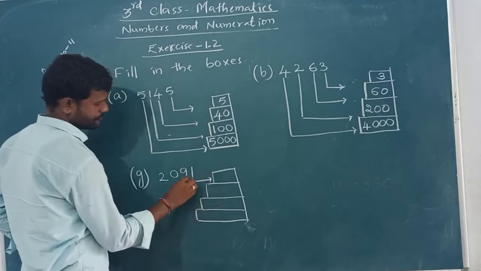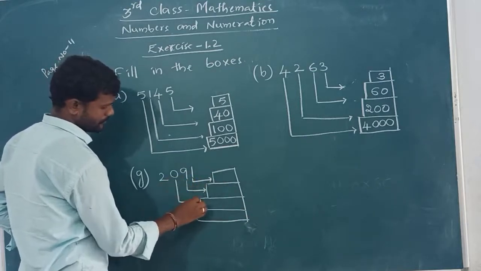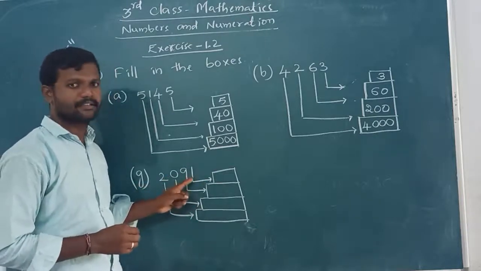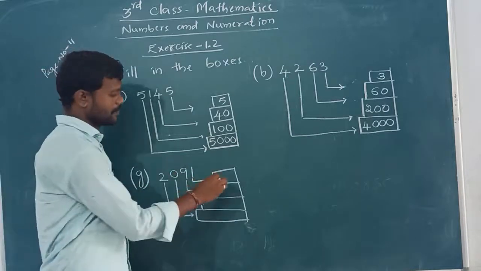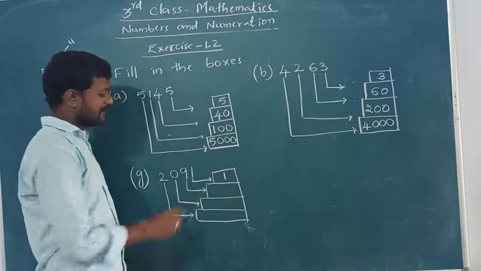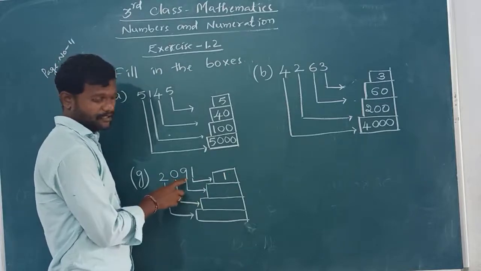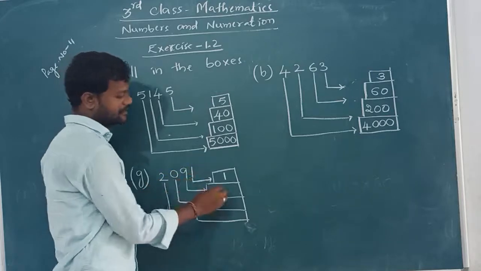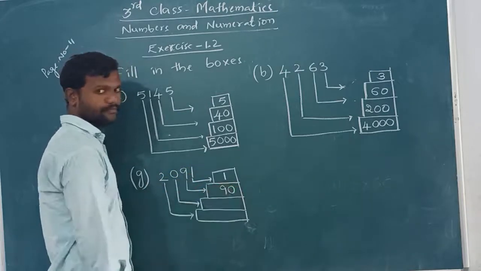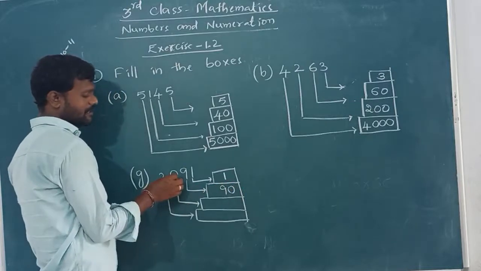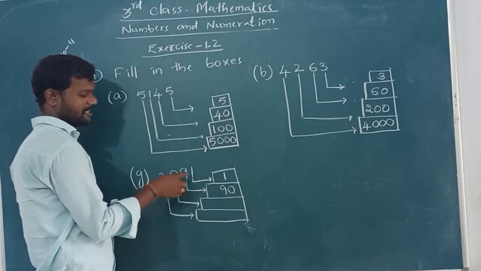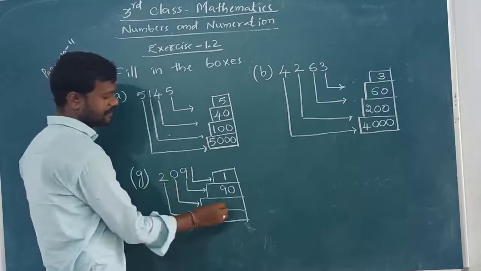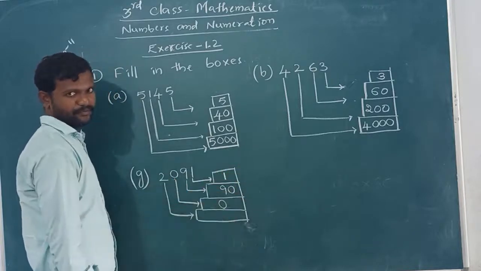First, what is the place value of 1? 1 is in which place? 1 is in ones place. So place value is how much? 1. Next, 9. 9 is in which place? Ones, tens. So tens place it is. 9 tens are how much? 90. Next one is what? 0. 0 is in which place? Hundreds place. Ones, tens, hundreds. So if 0 is there, directly write 0 only. No need to write any place value.